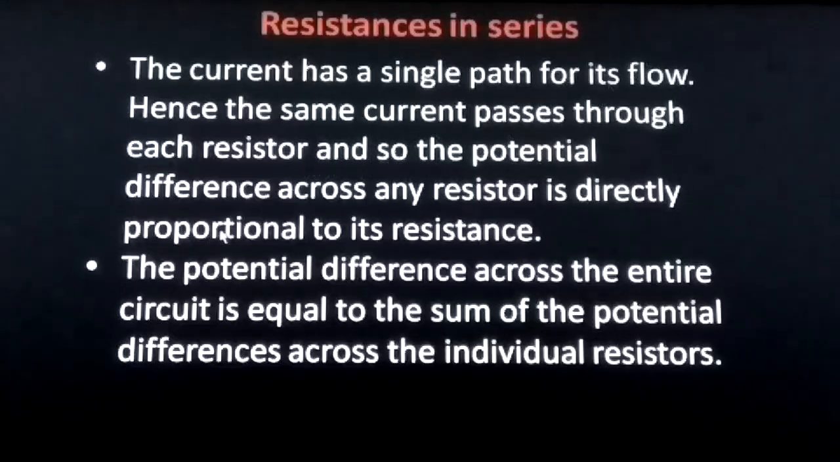So the potential difference across any resistor is directly proportional to its resistance. That means if the resistance increases, the potential difference also increases. The same amount of current passes through each resistor and each instrument. And the second one is, the potential difference across the entire circuit is equal to the sum of the potential differences across the individual resistors.